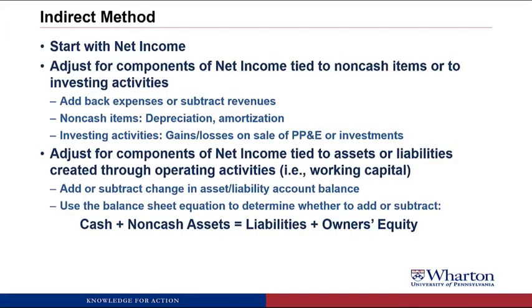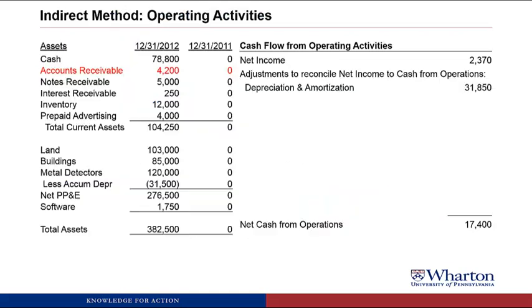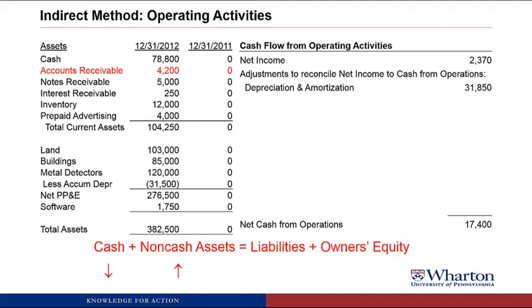The last step in our algorithm is to go through all of the asset and liability accounts related to operating activities, in other words, the working capital accounts, and add or subtract the change in the balance based on the balance sheet equation. So start with accounts receivable. Accounts receivable went from 0 to $4,200, so it went up by $4,200 during the year. That's a non-cash asset going up, which means we need to subtract it on the cash flow statement to stay in balance.